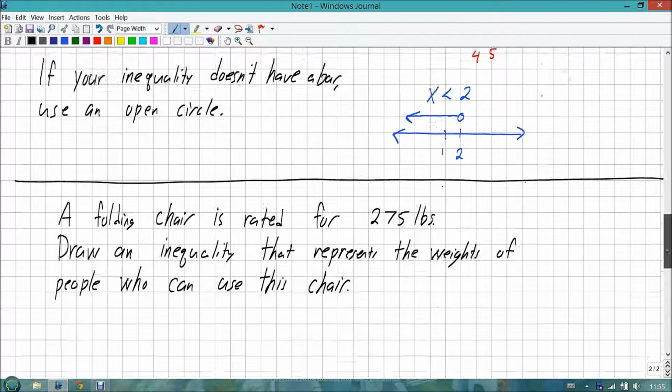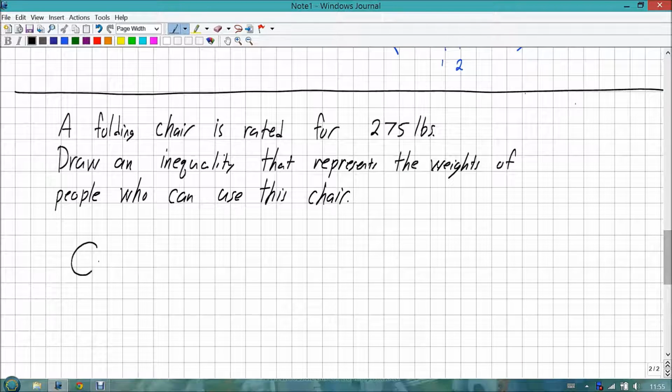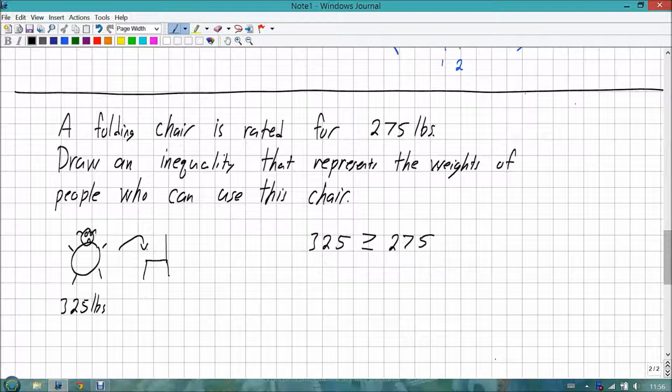So for an example, let's say that we have a rather large person who wears glasses. And let's say that this person weighs 325 pounds. Which means he's probably not very happy. And he wants to go up and use this folding chair. Is he allowed to sit in it? Well, we know that 325 is greater than or equal to 275. So what's going to happen when this guy jumps into the chair? Yeah, the chair's going to collapse and it's going to be bad, and then he'll start crying because he can't sit in the chair anymore.